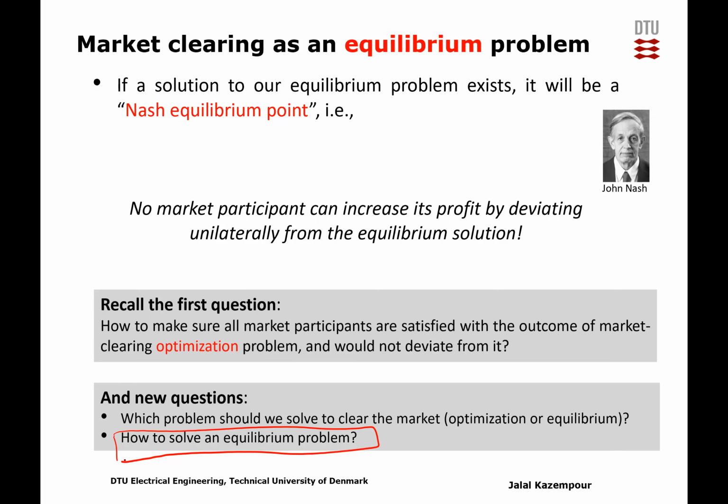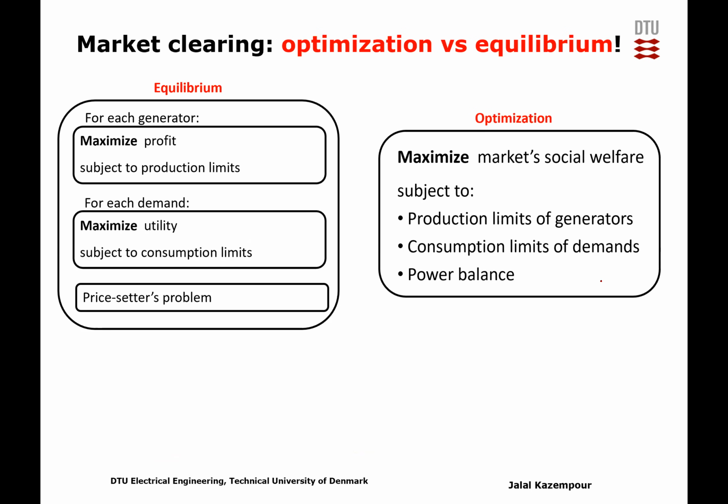We have 5. Okay, let me continue the slides. Thank you. So we have 2 forms of market clearing. Equilibrium: each generator has its own optimization problem, each demand has its own optimization problem, and we have the price setter's optimization problem. This is what we learned today. Yesterday, we learned another form of market clearing in the form of optimization, where we maximize social welfare subject to all technical constraints of generators and demands, as well as the power balance equality. So the question was, which one should we use?